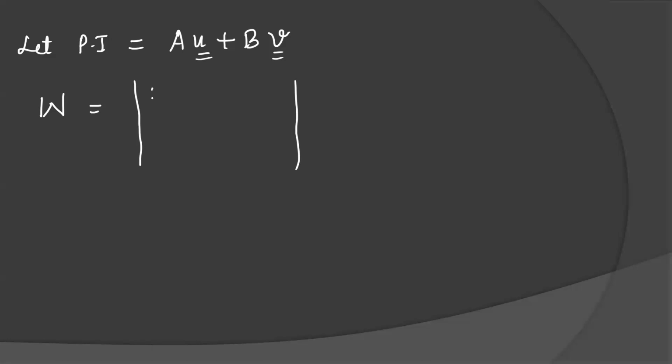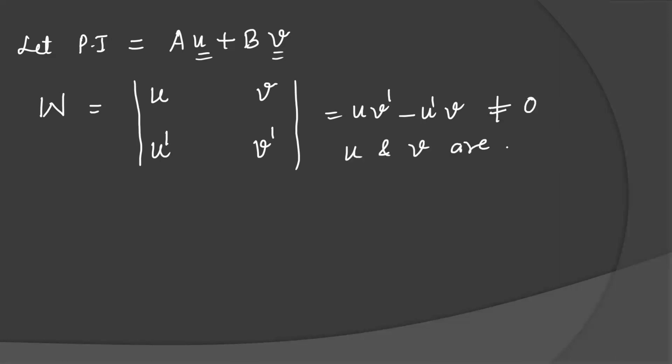If you have two solutions U and V, and you are going to find the determinant of U, V and their derivatives U dash and V dash, this is equal to UV dash minus U dash V. If you open this determinant and it is non-zero, then U and V are LI solutions. So we have to confirm first that U and V are LI solutions. So W is actually UV dash minus U dash V.